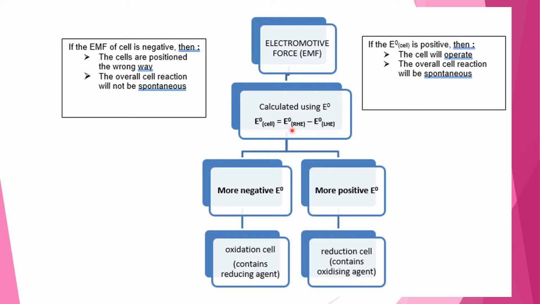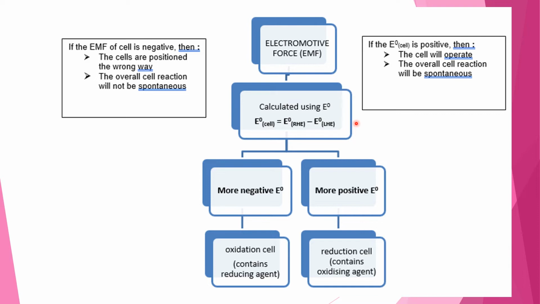The electrode potential value on the right hand electrode minus the electrode potential on the left hand electrode. Right is always the reduction cell, left is always the oxidation cell. So the electrode potential of the reduction minus the electrode potential of the oxidation will give you the electromotive force of the cell. And to add it up, we can say that what reaction is happening on the right hand electrode and what is happening on the left hand electrode can be determined by looking at the magnitude of the electrode potential value.